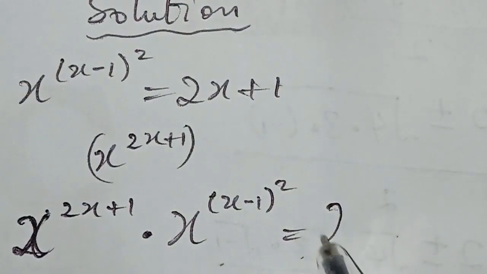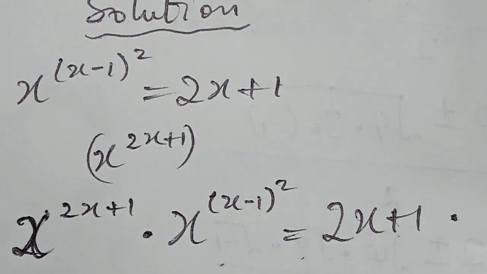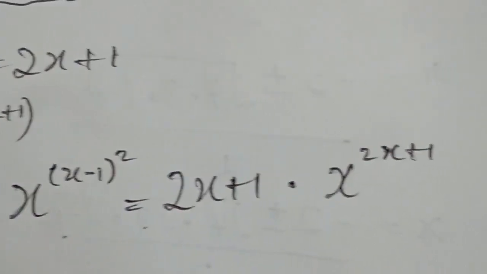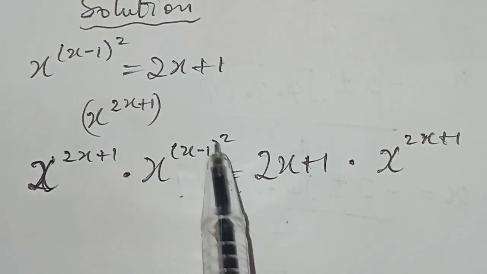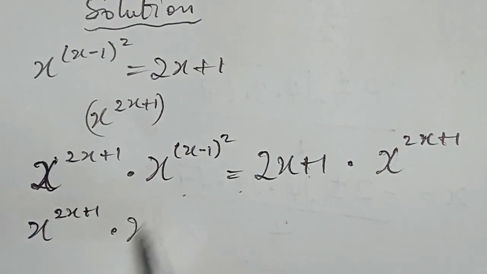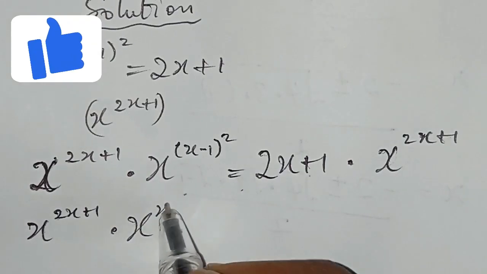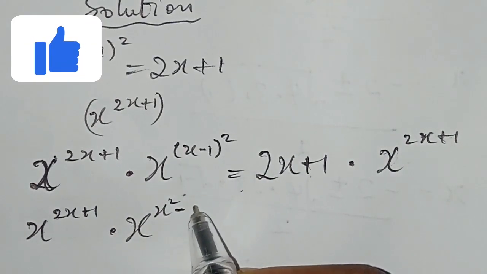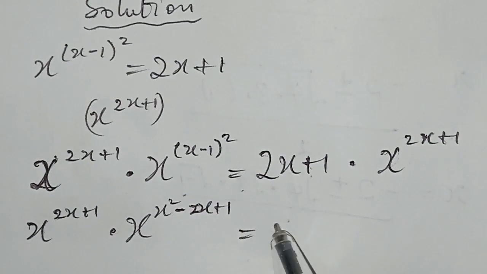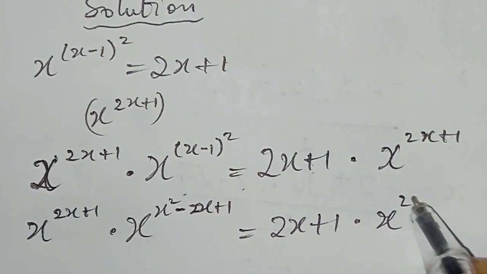equal to 2x plus 1 multiplied by x to the power of 2x plus 1. So from here we can expand this. We have x to the power of 2x plus 1 multiplied by x to the power of x squared minus 2x plus 1, and that will be equal to 2x plus 1 multiplied by x to the power of 2x plus 1.